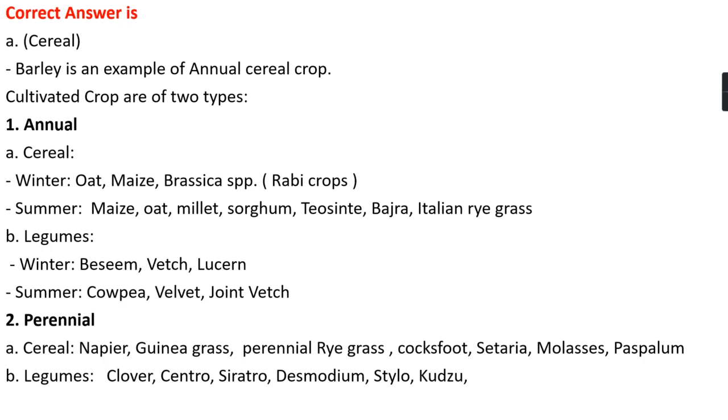Here are the legumes. Annual winter legume crops include berseem and lucerne, and annual summer legumes include cowpea, velvet bean, and jointvetch. The perennial grasses include Napier, guinea grass, perennial ryegrass, cocksfoot, setaria, molasses, and paspalum, and perennial legumes include clover, centro, siratro, desmodium, stylo, and kudzu.